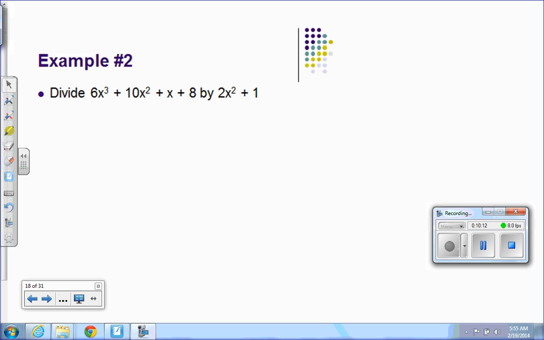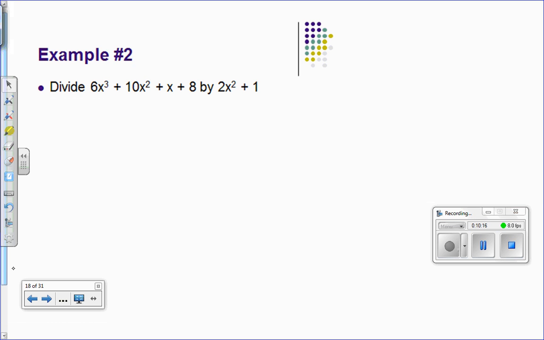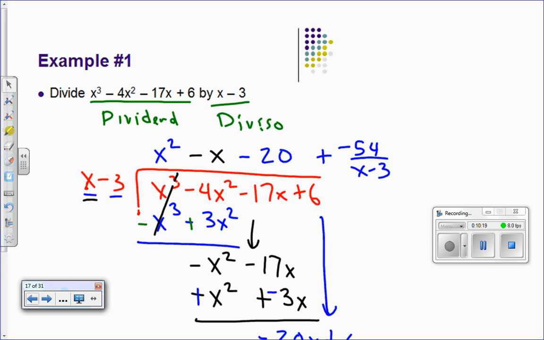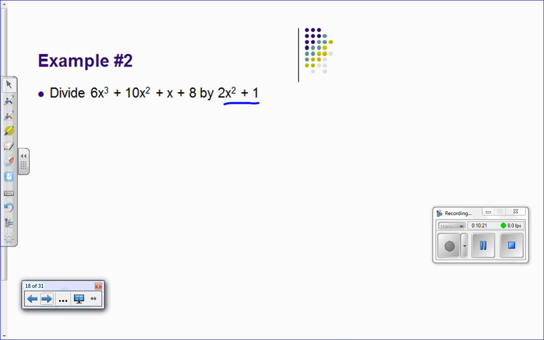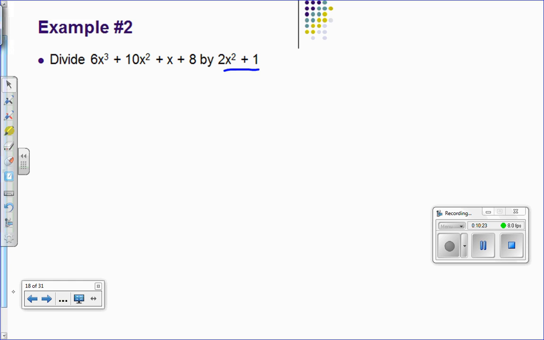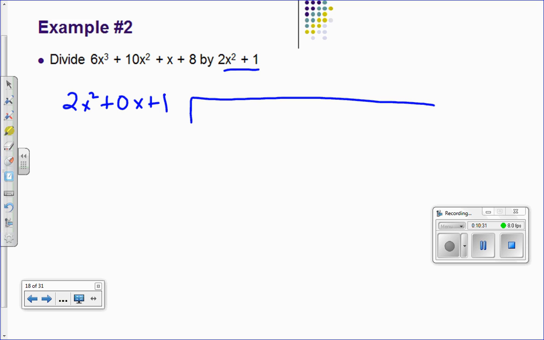All right, here's the next example. Notice how this is different. Your divisor is quadratic, whereas in the previous example, your divisor was linear. So that brings up a different challenge. What we're going to have to do here is rewrite this with a placeholder. By a placeholder, I mean we're going to account for the linear term that's not there. So let's see, 6x to the third plus 10x squared plus x plus 8.